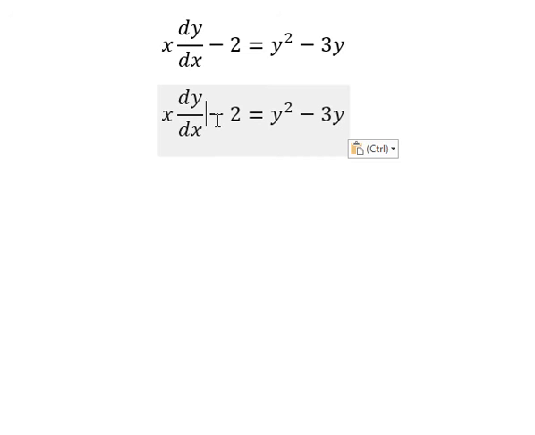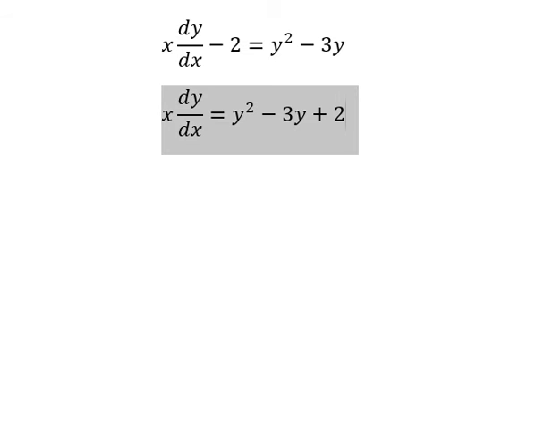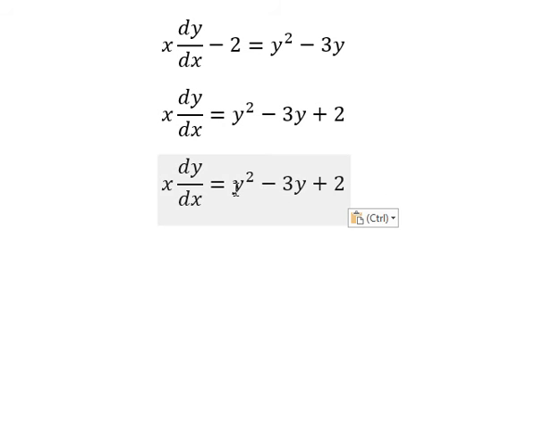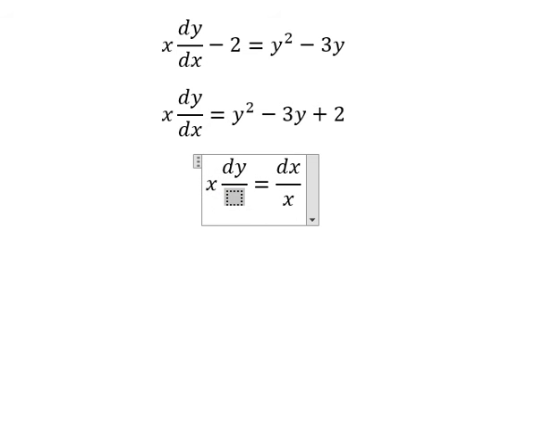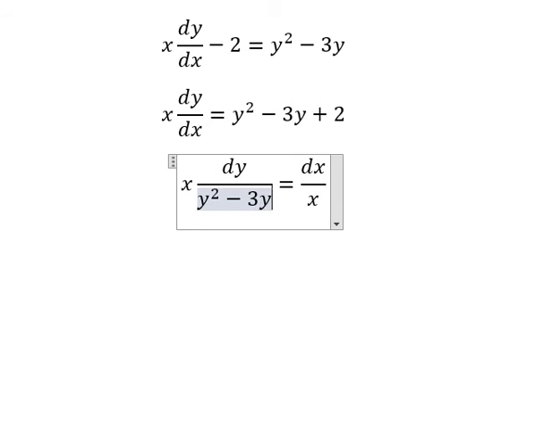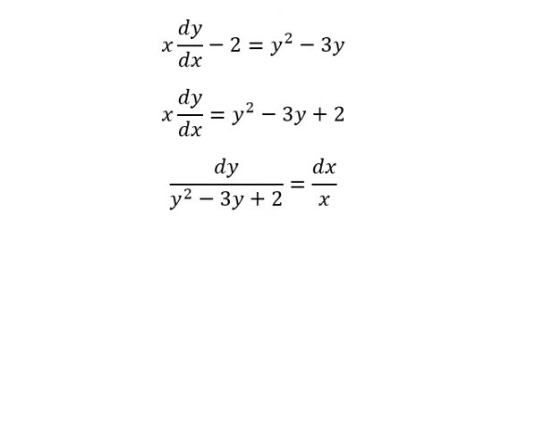I will put negative 2 to the right. Next, I will put this one to the left, and the S and S go to the right. Next, we put the integration on both sides.